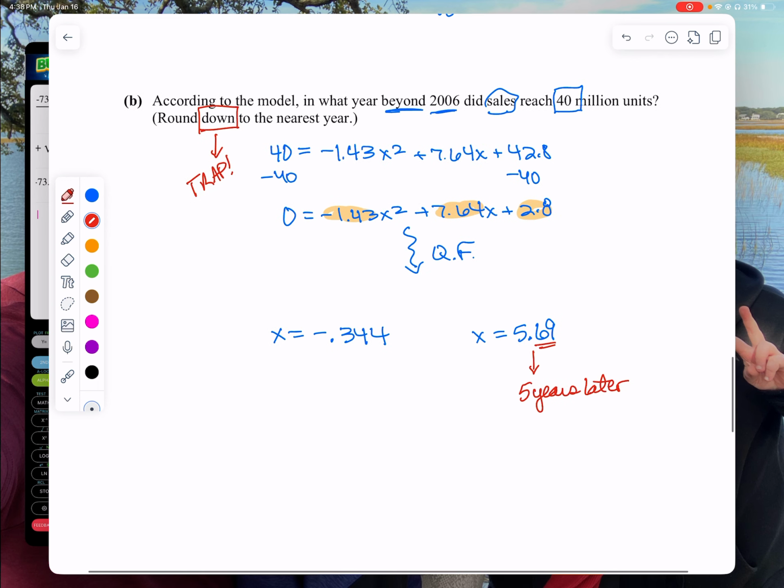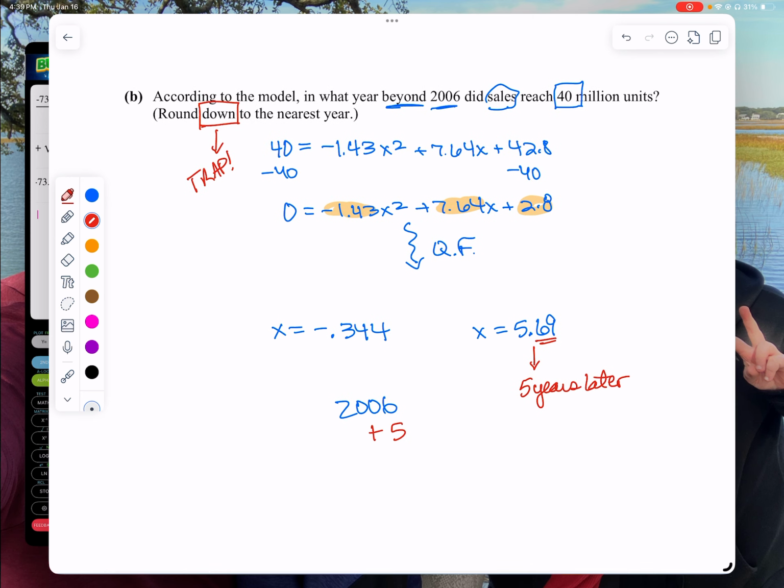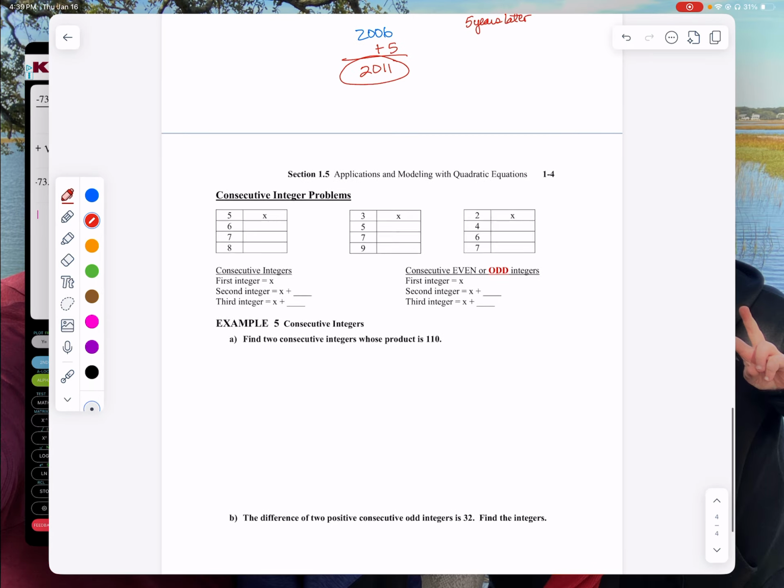So what year beyond 2006? So I'm going to take 2006 and I'm going to add those 5 years. So that's going to give me 2011 is when it should have reached 40 million units. All right, we are almost done.